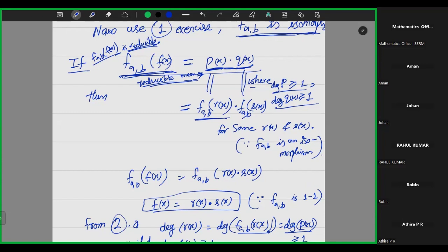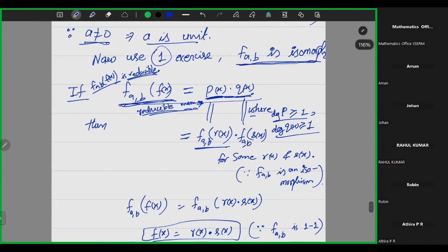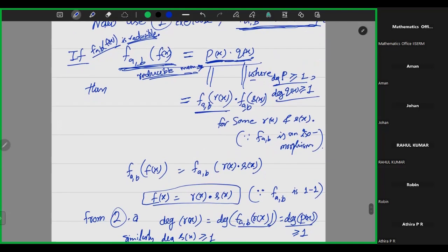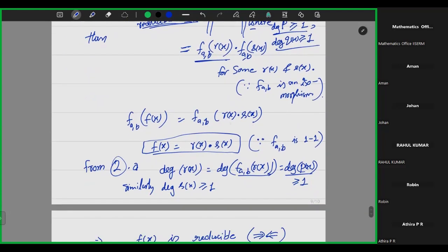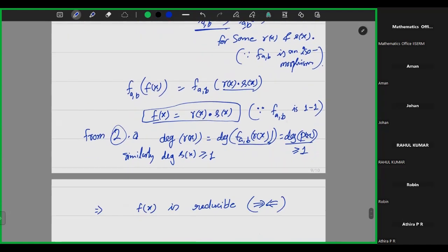Now because FAB is an isomorphism, as we saw here, Px is FAB of some Rx, and Qx is also FAB of some Sx. Now because FAB is a ring homomorphism, FAB can be taken outside, and inside is left Rx into Sx. Now you see FAB is one-one, it was an isomorphism in fact. Because FAB is one-one, it happens that Fx is equal to Rx into Sx. Now this is a contradiction.